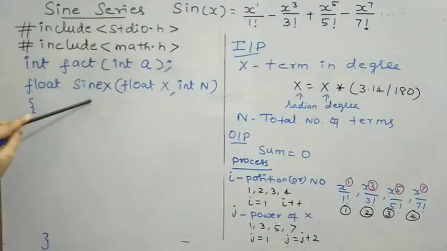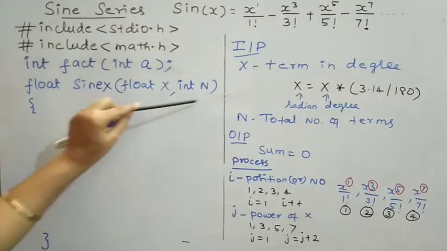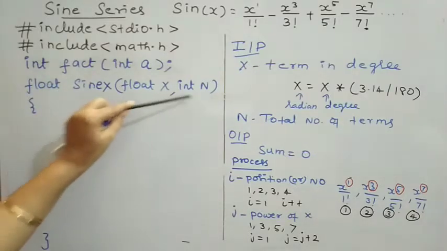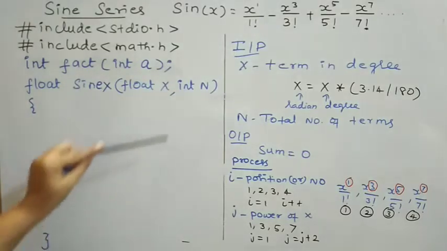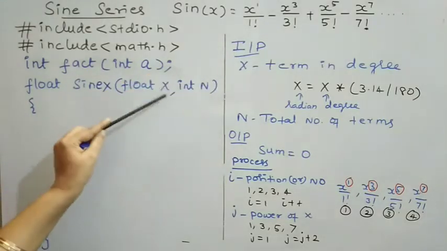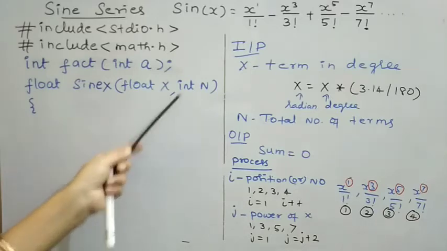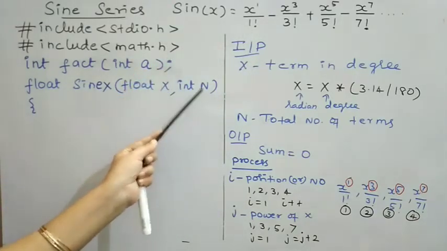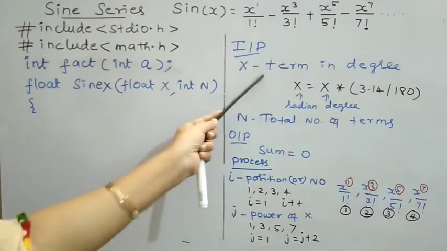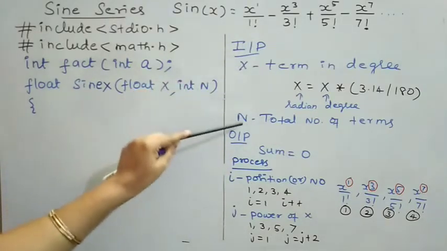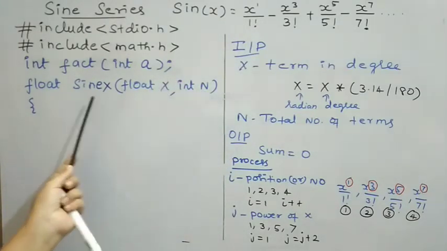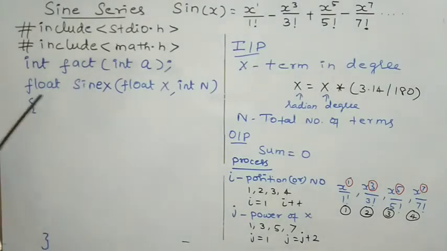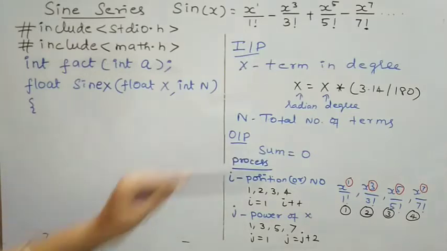To this function I need to pass inputs and it returns some output. The input is given in terms of parameters. What are the input parameters? That is x and n. x is the term whose sine series we are supposed to compute, and n is the total number of terms in this series. We are supplying this x and n as input parameters to this sinx function. The sinx function is going to return a float value which is nothing but my sum.